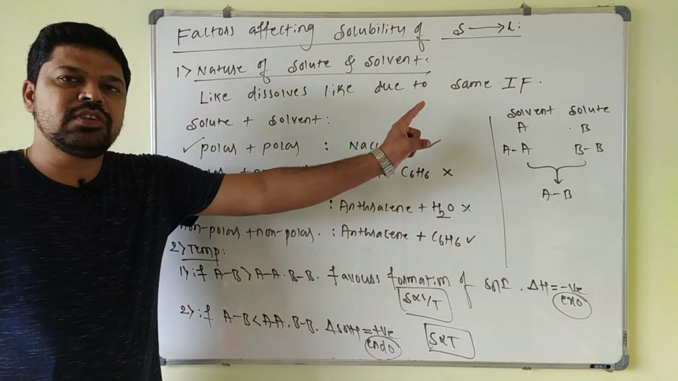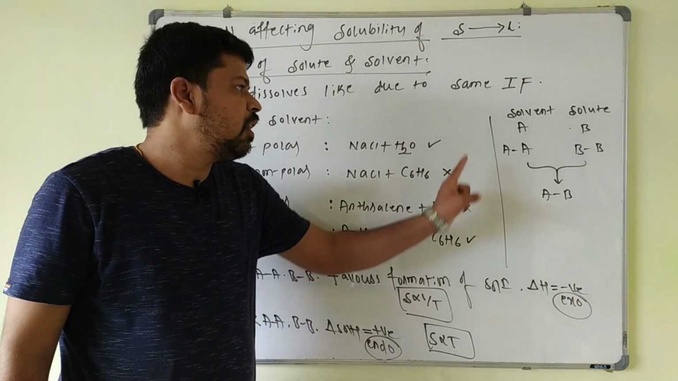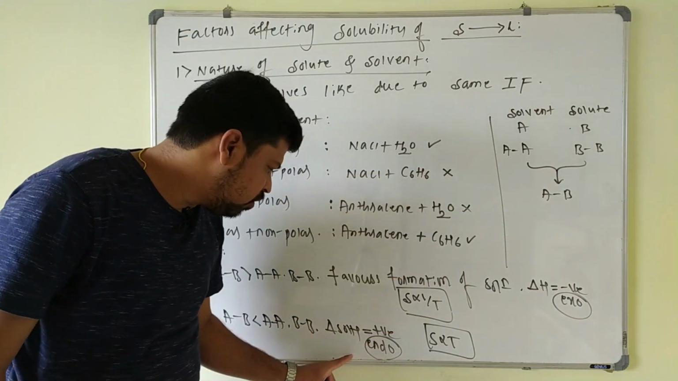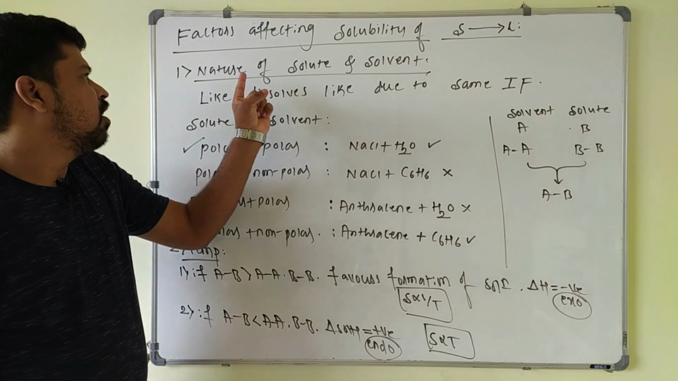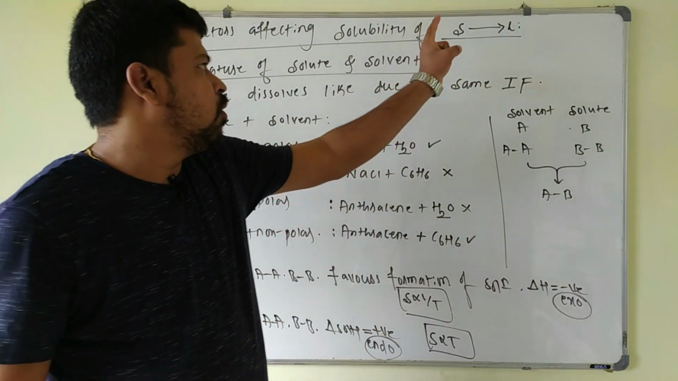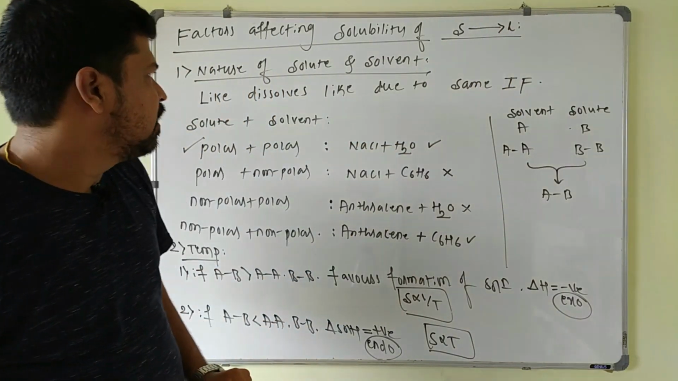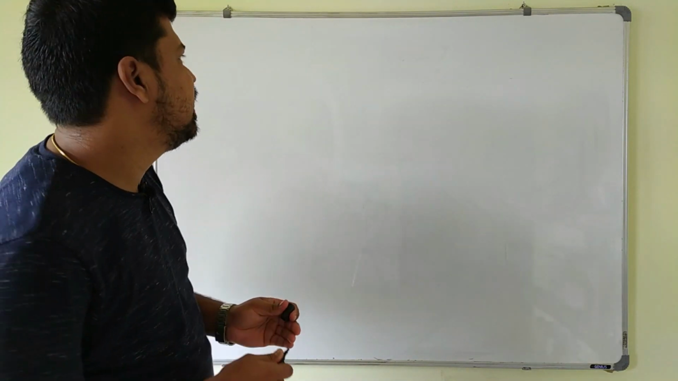If the formation of solution is exothermic, then solubility is inversely proportional to the temperature. If the formation of the solution is endothermic, then solubility is directly proportional to the temperature. In this case of solubility of solid in liquid, pressure has no effect because both solid and liquid are incompressible here. Next one. So the next point is the solubility of gas in liquid.